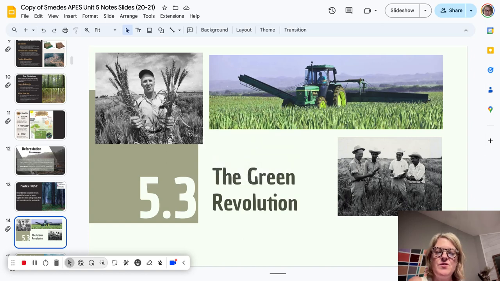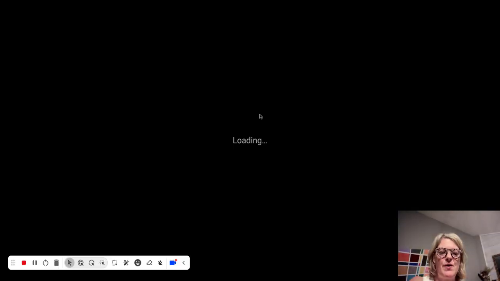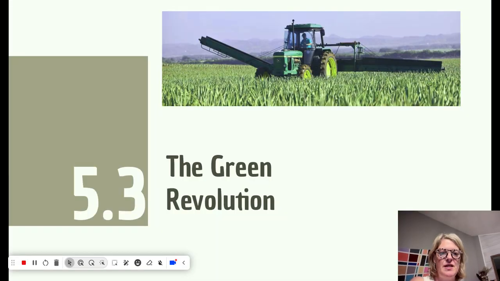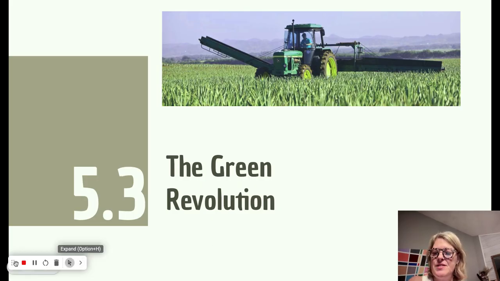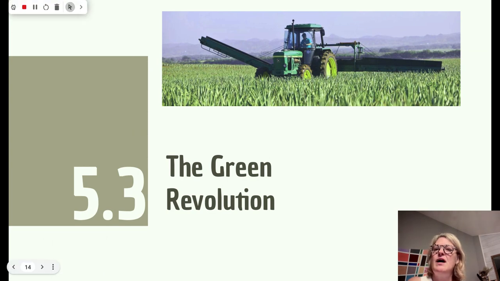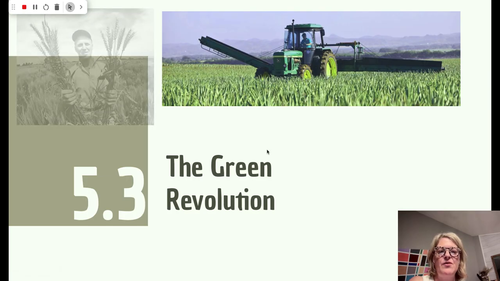Right, this set of notes will be on 5.3, the Green Revolution. The Green Revolution is basically the modern agricultural revolution, where we are focused on increasing the yield of our crops in order to supply enough food for our exponentially growing populations. And so this is a common goal of societies throughout the world, just improving the agricultural methods.